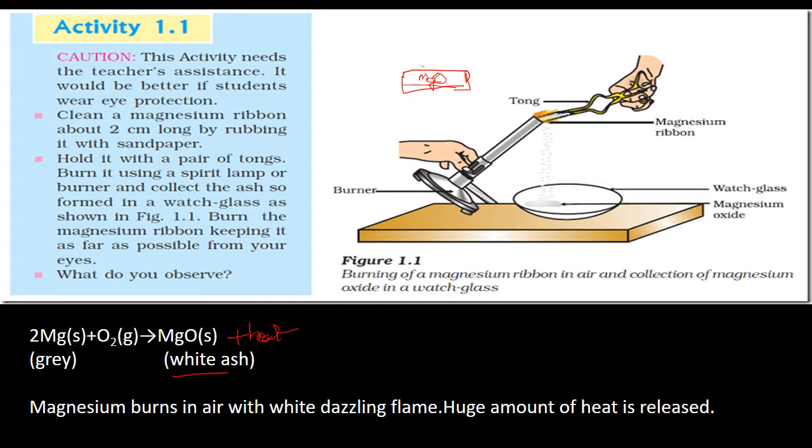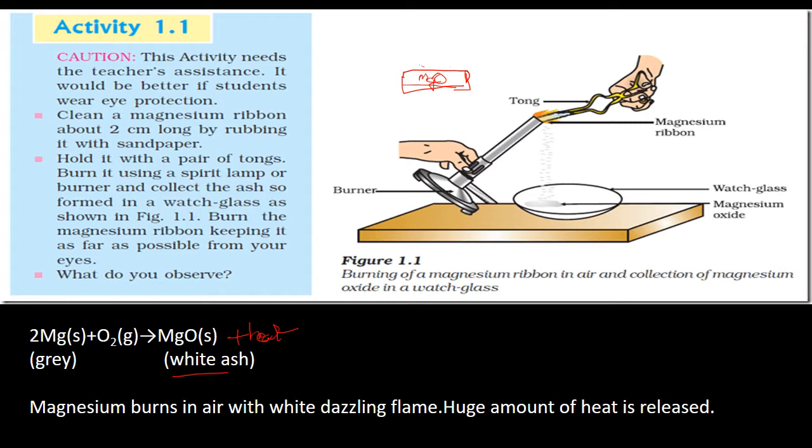So what can you say? You can say that it is an exothermic reaction. What do you mean by exothermic reaction? Exothermic means the reaction in which heat is released. Here the magnesium ribbon burns in air with a white dazzling flame. So you have to take care of your eyes. You have to wear a protective mask for preventing damage to your eyes.